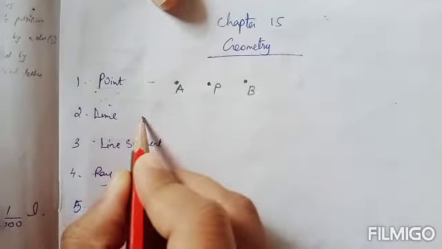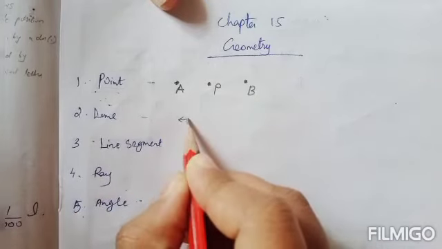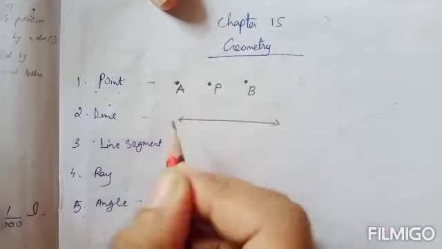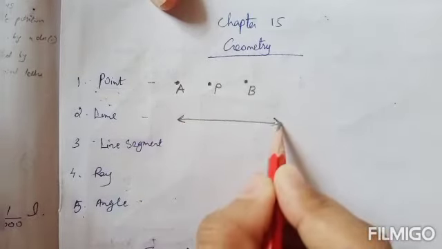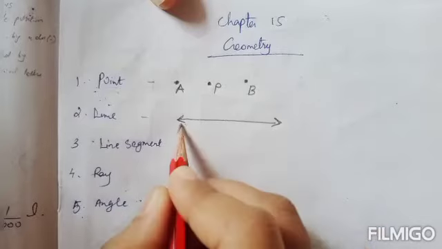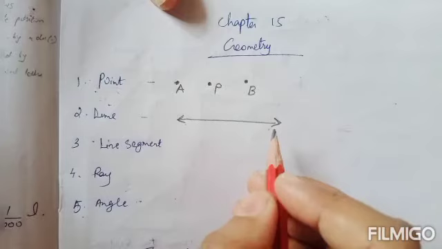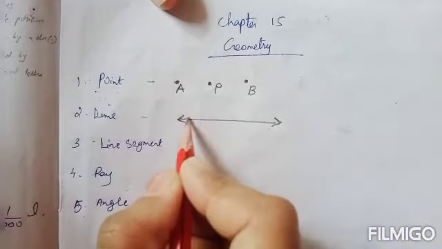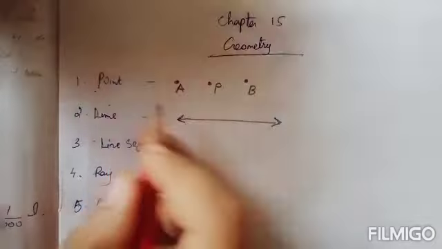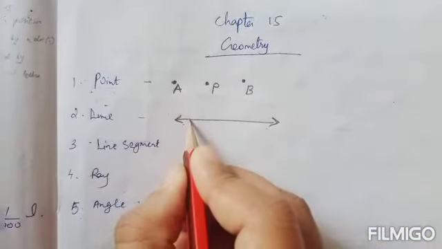Next term, line. Line means a straight line. This is a line. And at the end you can see arrow marks. These arrow marks indicate this line can be extended to any length. This line can be extended to this side and this side. It will go on infinitely. So this is line.